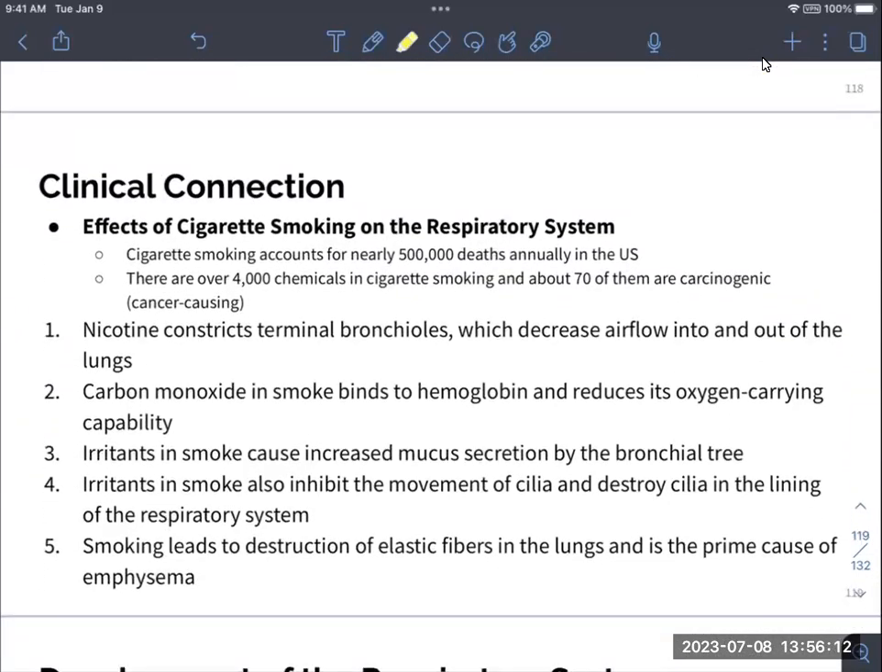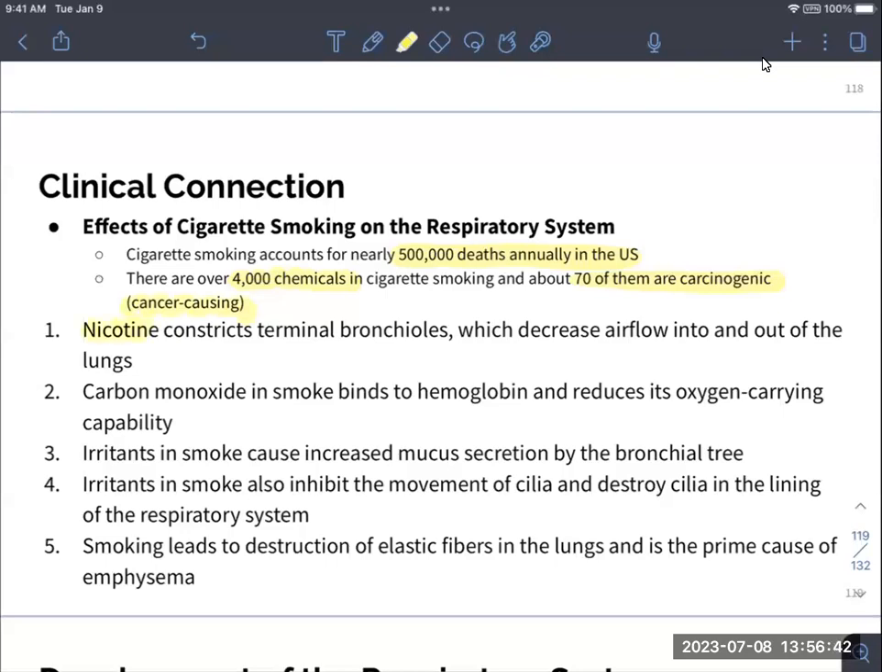Cigarette smoking. Cigarette smoking does a lot of things to our respiratory system. Nearly 500,000 deaths a year are from cigarette smoking, and there's over 4,000 different chemicals. 70 of them are carcinogenic. Carcinogenic means they cause cancer.